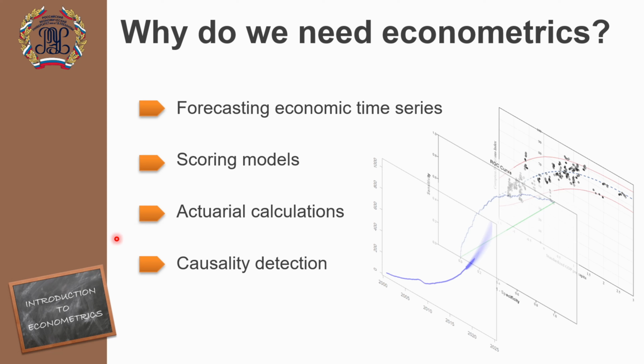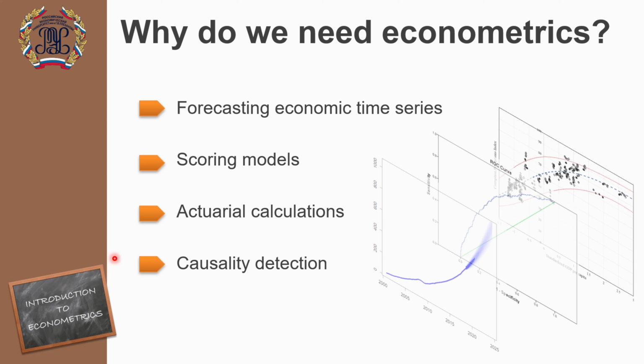And the fourth field is causality detection. We use econometrics tools to be able to understand which actions to undertake in order to reach the goal that we set. In macroeconomics, it would be to increase the GDP growth, or to increase the GDP per capita, or to reduce the corruption, to reduce the unemployment rate, and so on. If we are talking about microeconomics, that would be how to increase the profit, because the ultimate goal for any company is to increase the profit.